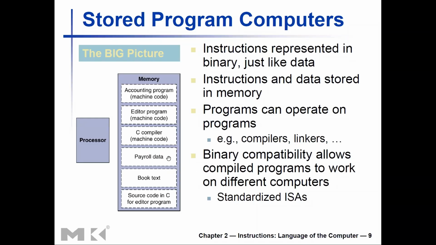The salaries and all that, you will be putting them all in memory. So this is not a program, but data, and it's also going to be represented in ones and zeros in memory. Book text, source code in C, editor program, all that are going to be stored in memory. And it is the operating system and the software that treats them as either a program or data. That is the main idea here. Everything you store in a computer has to be stored in binary. It could be a program or data.